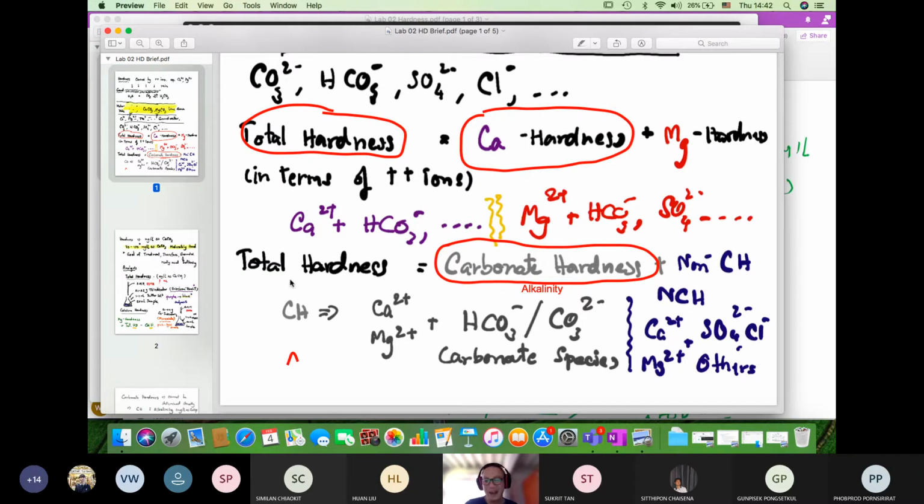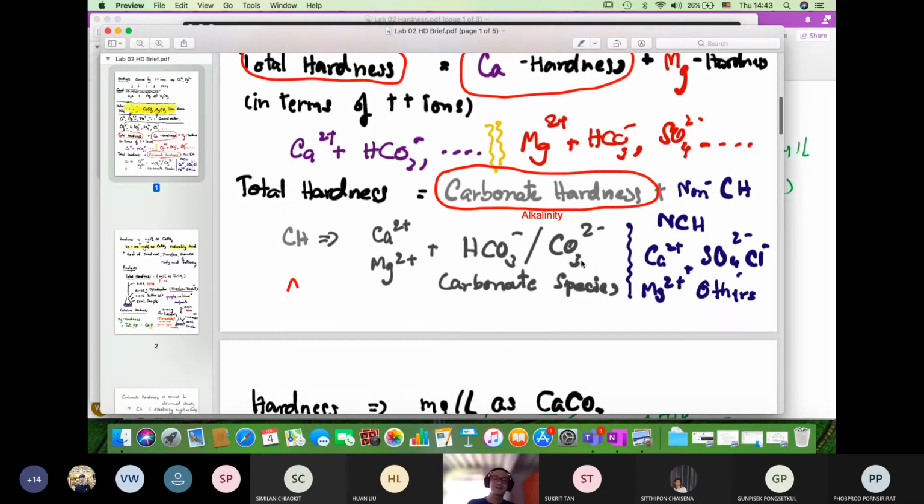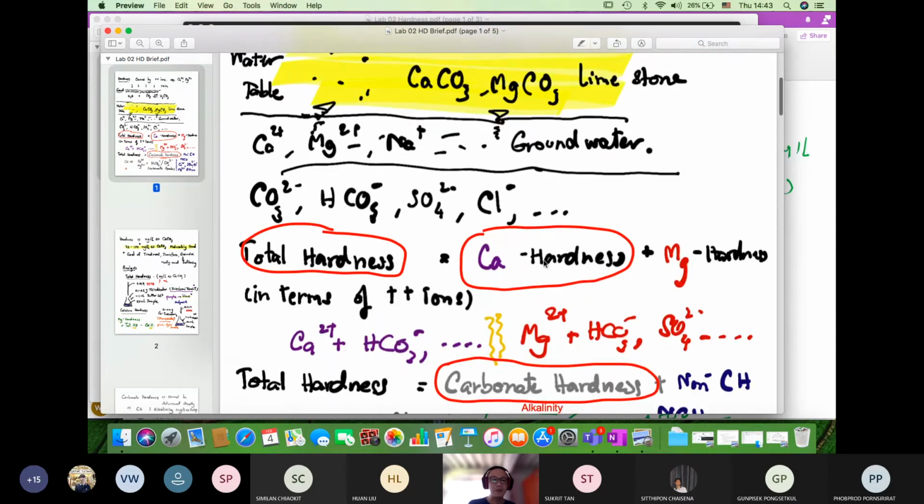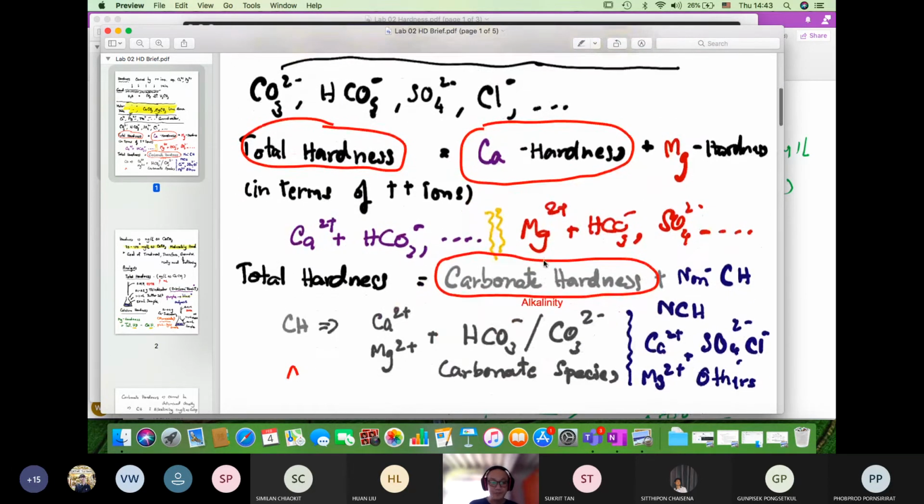So the total hardness we can determine from the labs, and alkalinity we can also determine from the labs. Then we just take this one minus this one, and we will get the non-carbonate hardness. So finally, all six parameters we can find out. Okay, so these are the background information about the hardness.